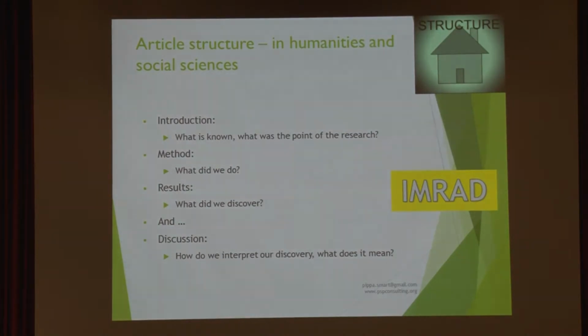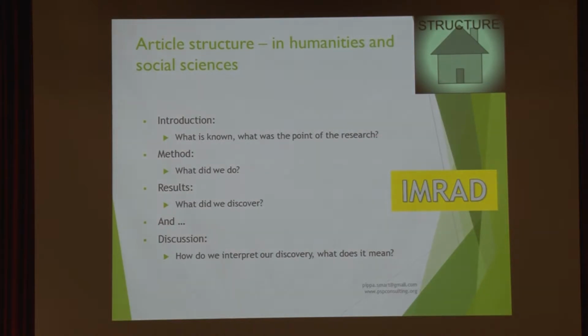So the introduction is exactly the same. What is known and what was the point of the research that you did? The method, what did we do? Whereas if you were dealing with a life science article, for example, or a medical article, that section would be, I think, 6 paragraphs, Anna suggested. In a social sciences article, that might be maybe 2 sentences. So it might be quite small because it might be as simple as we did a literature review of this subject. And that's fine, but you still need, what did you actually do as part of your research?